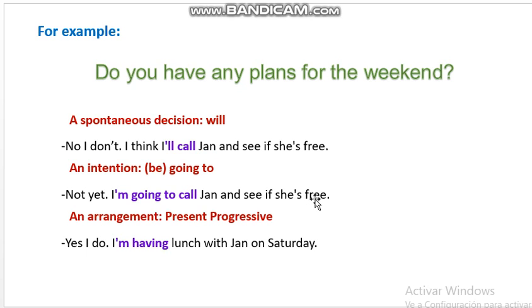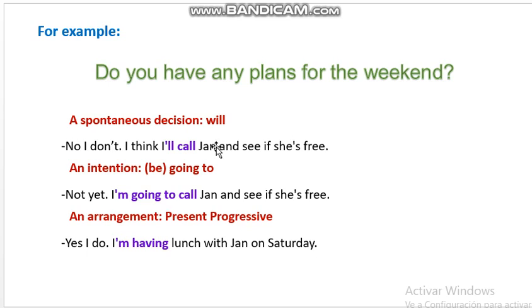Okay, in this example, you are going to realize the difference of the three future forms. We have a question. The question is, do you have any plans for the weekend? Okay. A spontaneous decision with will. The answer is going to be like this. No, I don't. I think I will call Jan and see if she's free.